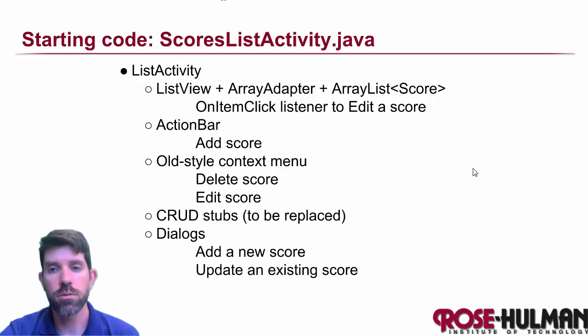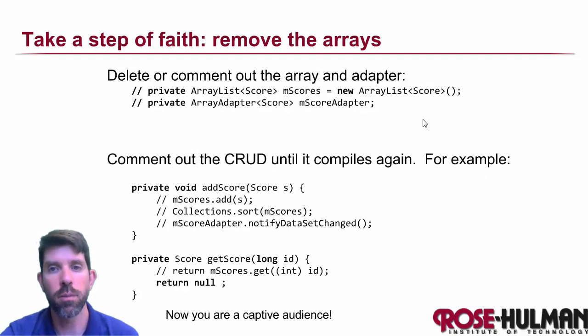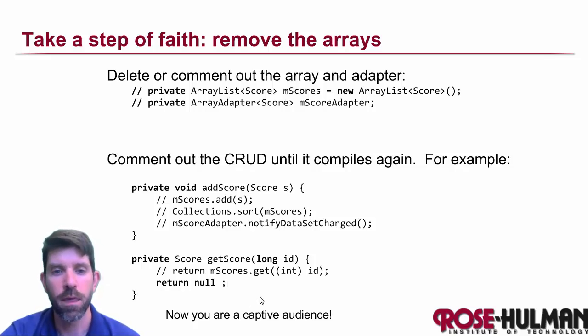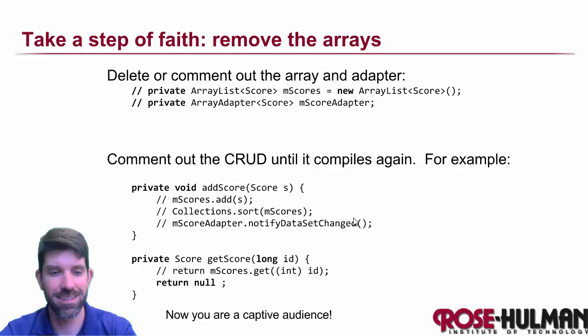All right, so to get ready for our database code, we're going to take a leap of faith here. We're going to remove all the arrays, right? So we're just going to go ahead and get rid of the array list and the array adapter. Both of these are going to be replaced, and then we'll comment out everything that depended upon it, right? And see what happens, right?